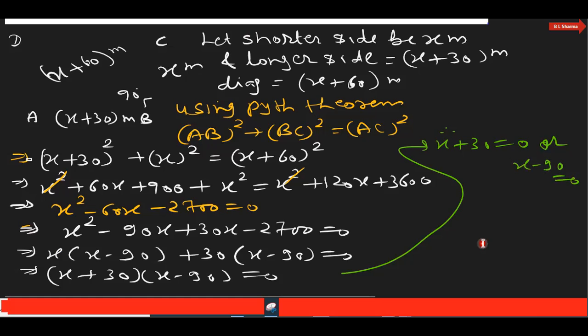If we take x plus 30 is equal to 0, then x is equal to minus 30 और x is equal to 90. देखिए x हमारा साइड है, शॉर्टर साइड है, और साइड कभी नेगेटिव नहीं होता. लेंथ और ब्रेड्थ ऑफ एनी रेक्टेंगल कैन नॉट बी नेगेटिव. तो दैट इज, इसलिए इसको हमें रिजेक्ट करना पड़ेगा. दैट इज व्हाई दिस इज रिजेक्टेड.